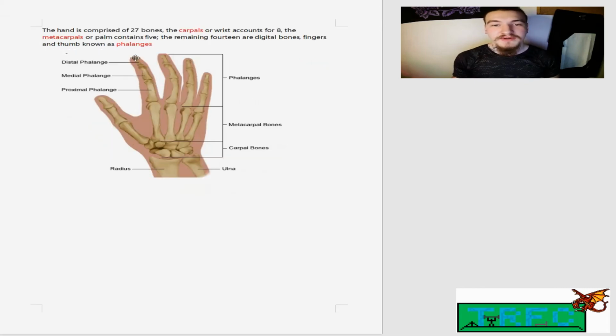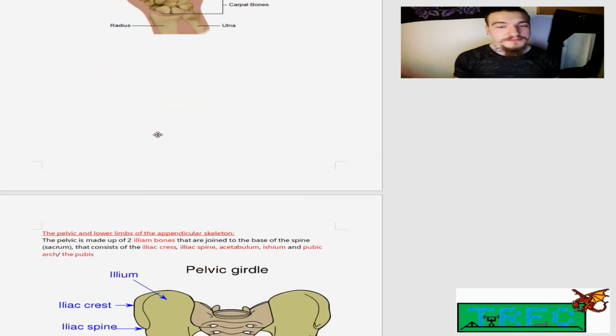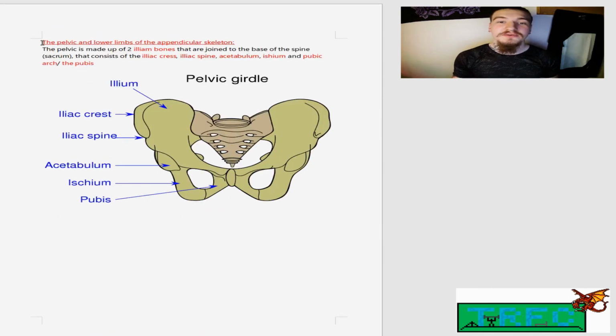So you can see here, you've got your phalanges, which are your fingers. You've got your metacarpals, which are the bones in the centre. You've also got smaller carpal bones around the wrist as well, and that join on to the radius and the ulna. The only area left now of the appendicular skeleton is the pelvic and lower limbs.